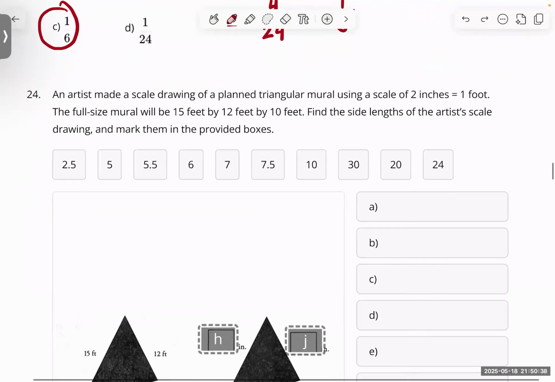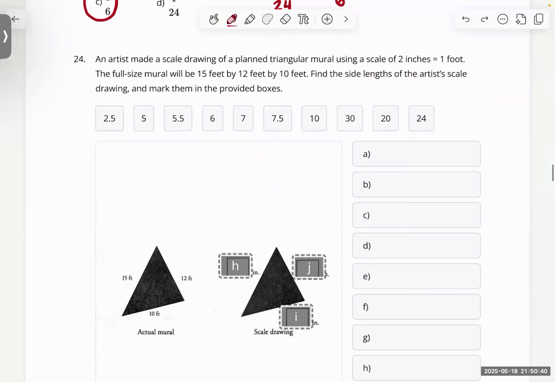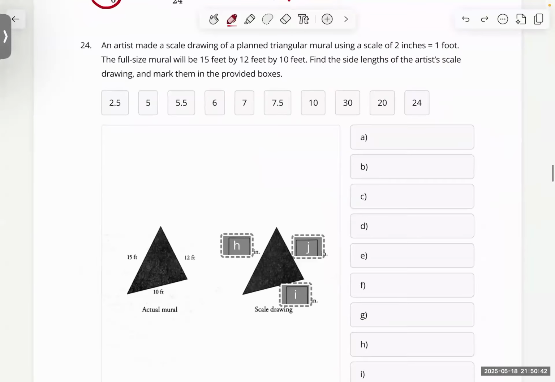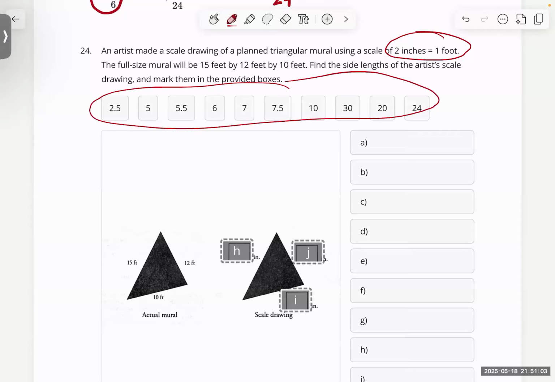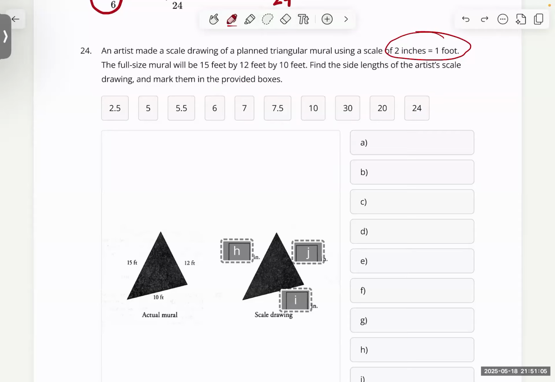Okay. An artist made a scale drawing of a planned triangular mural using a scale of 2 inches equals a foot. The full-size mural will be 15 feet by 12 feet by 10 feet, which is what's illustrated right here. Find the side lengths of the artist's scale drawing and then mark them in the provided boxes. So we're given a lot of these numbers, only 3 of them are going to be our answer.